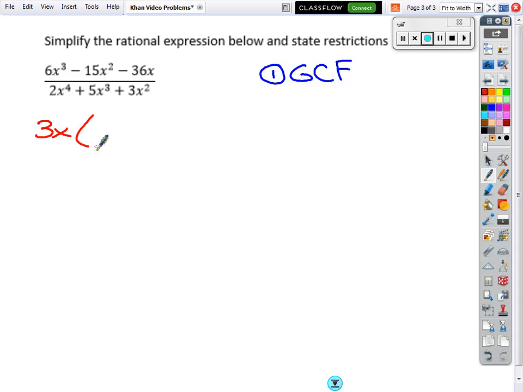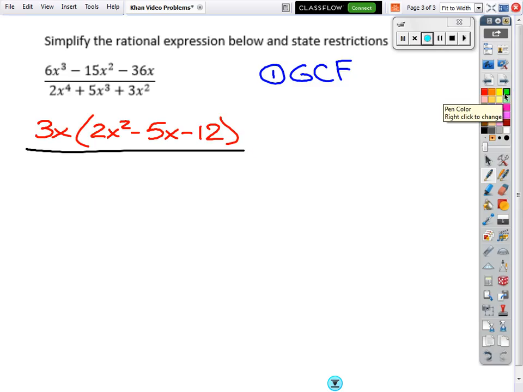If I think about factoring that out, that's going to leave me with 2x squared minus 5x minus 12. Thinking the same thing for the bottom expression, if I look at the coefficients, I have 2, 5, and 3. Nothing common with them. Can't do anything with that. However, looking at the x's, I have 4, 3, and 2, so there's at least 2 x's in each of the terms, so I could factor out an x squared. This will leave me with 2x squared plus 5x plus 3.